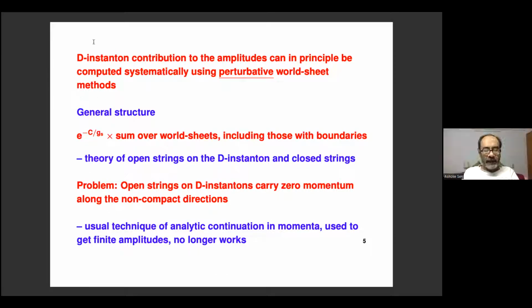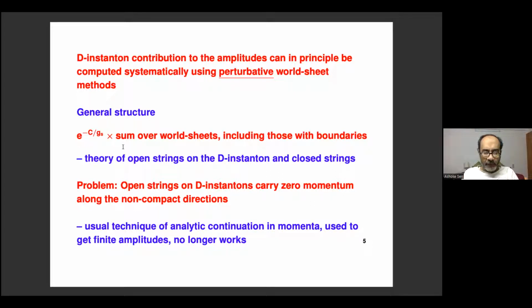Now one key feature is that these can in principle be calculated systematically using perturbative worldsheet methods. And so the general structure of a D-instanton amplitude has this form. You have e to the minus C over g_s. This is a standard factor that accompanies all instanton contribution. And then this is multiplied by a sum over worldsheets that includes those with boundaries. The relevant perturbative string theory that describes this sum over worldsheets is the theory of open strings on the D-instanton and closed strings.